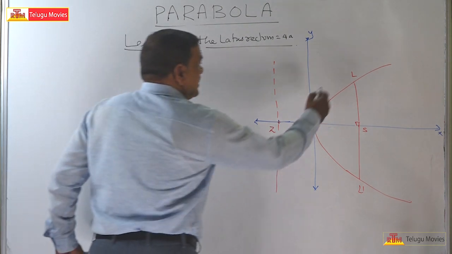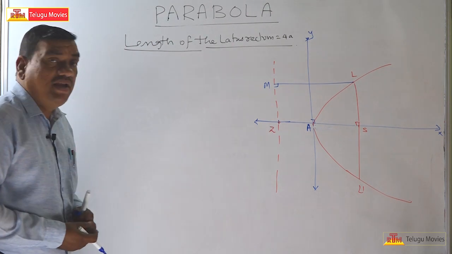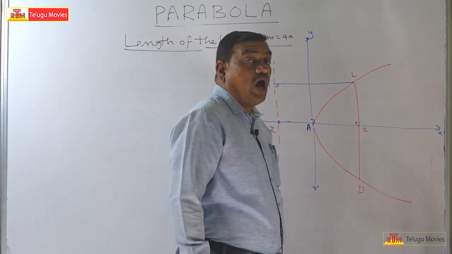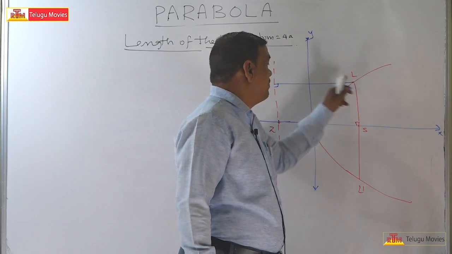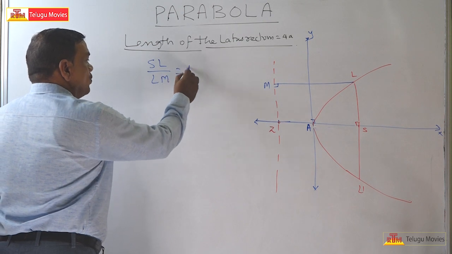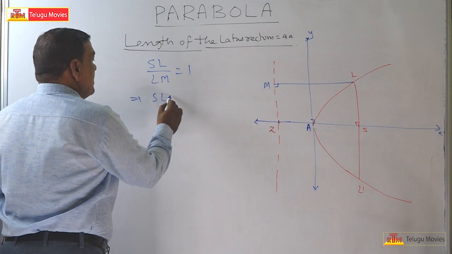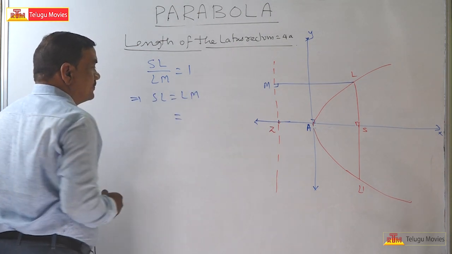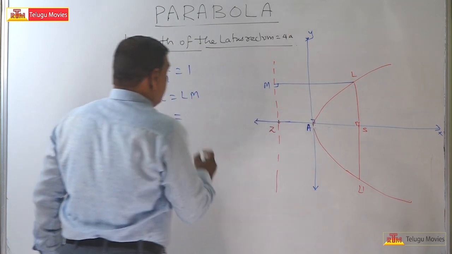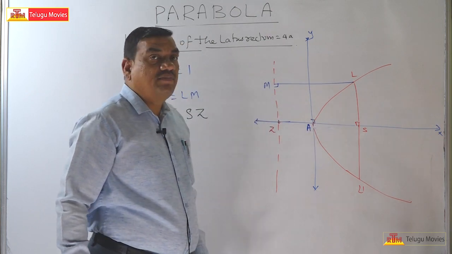So let us take from L, draw the perpendicular M. L is also a point on the parabola. We have by the definition SL by LM is equal to 1. Why? Because it is also the eccentricity. This implies SL is equal to LM. Can I write LM is equal to SZ? Yes, LM is equal to SZ from the diagram.